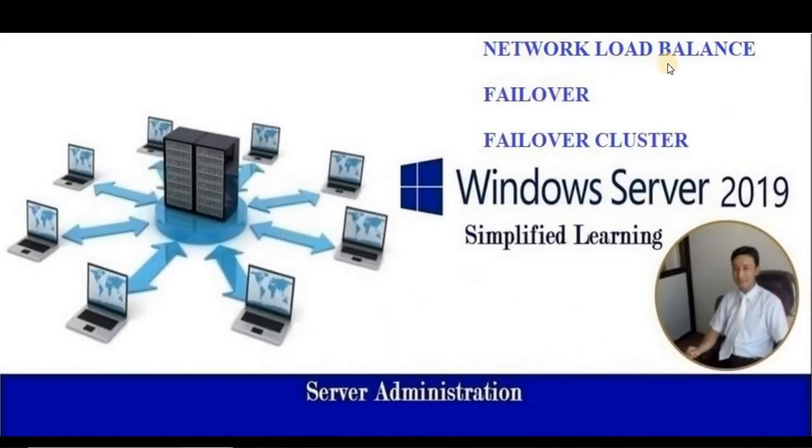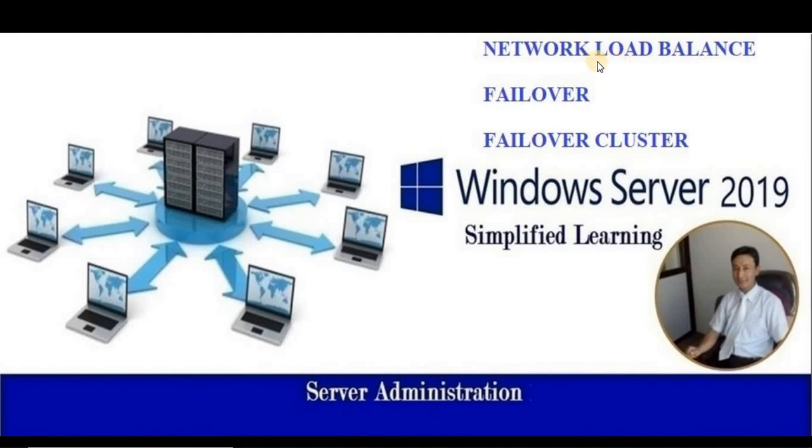What are the three things? Network load balance, failover, and failover cluster. Let's wrap up again. Network load balance means the load of two servers is actually balanced. Okay, it is to balance the load. That means you have two servers and 2000 clients, and 2000 clients are not going to hit only one particular server all the time in order to access any kind of resource.